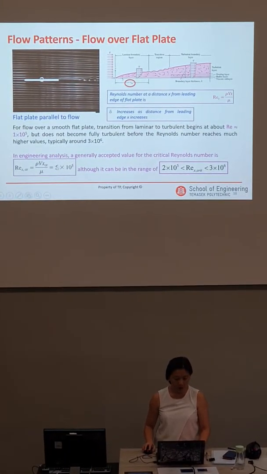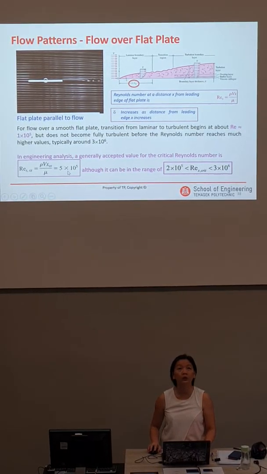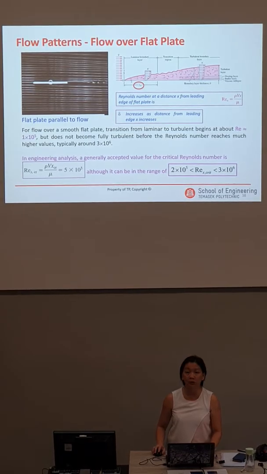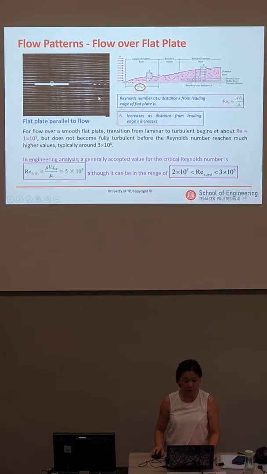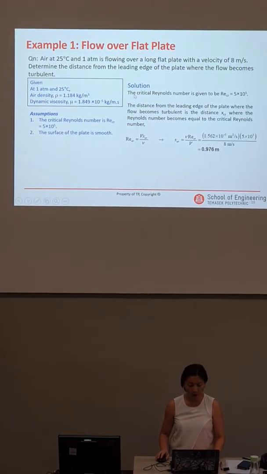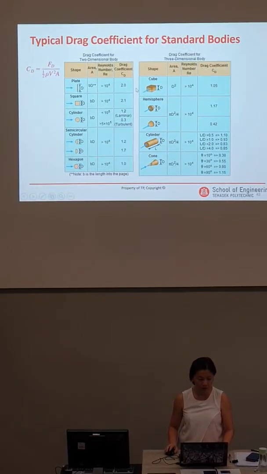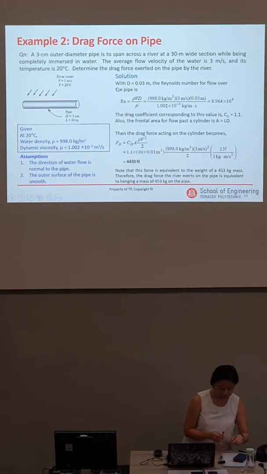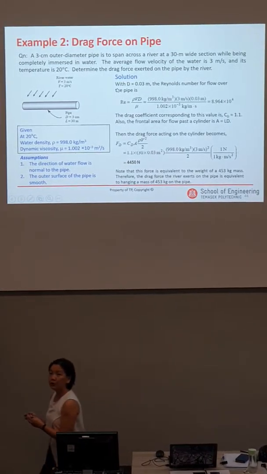Okay. The critical Reynolds number for external flow, Kahoot question, 5 times 10 to the power 5. Some of you gave me 3,000. 3,000 is more for internal flow. Go through this. I highlighted to you about the area.